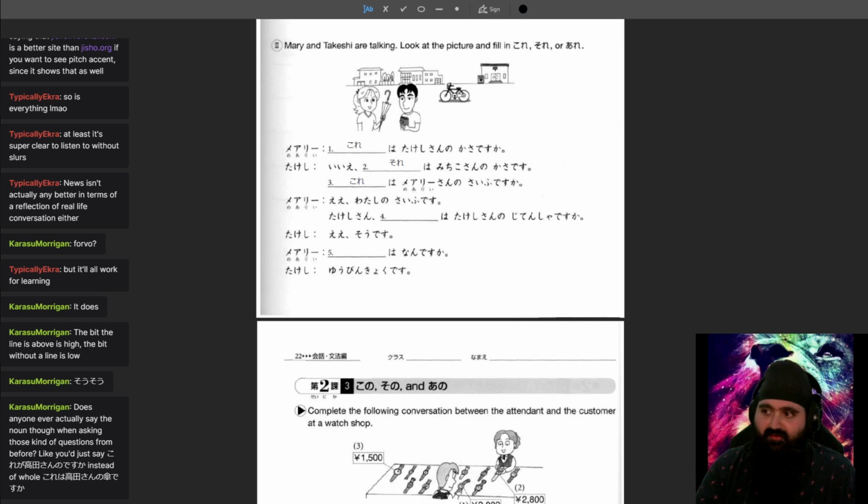Karasu is weird to call you crow, but watashi no saifu desu. Watashi no saifu desu.